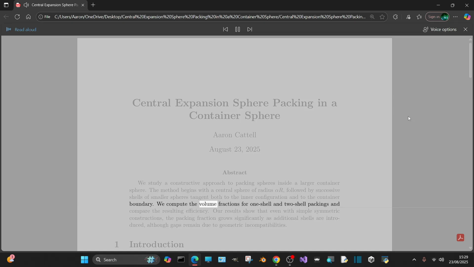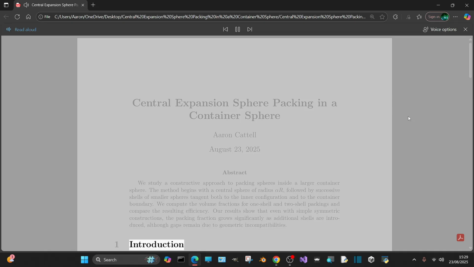We compute the volume fractions for one shell and two shell packings and compare the resulting efficiency. Our results show that even with simple symmetric constructions, the packing fraction grows significantly as additional shells are introduced, although gaps remain due to geometric incompatibilities.